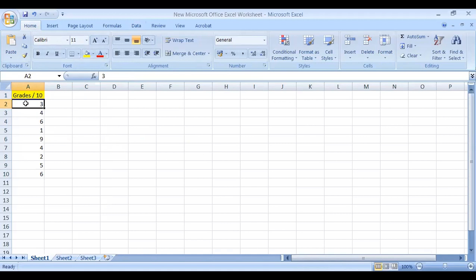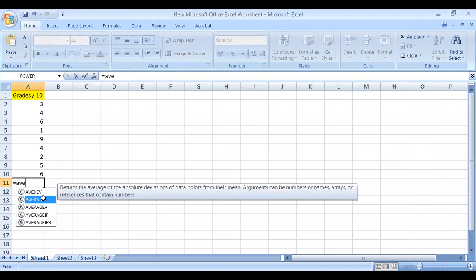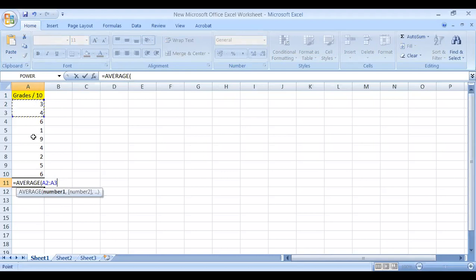So, let's start with the simple thing. Let's calculate the mean of this data. We'll use the average: equals average, and then we are going to select this data.